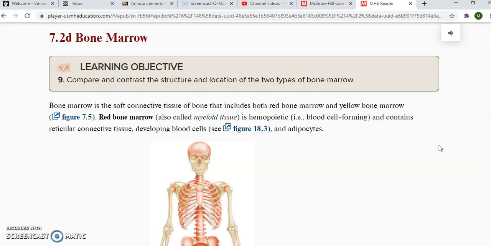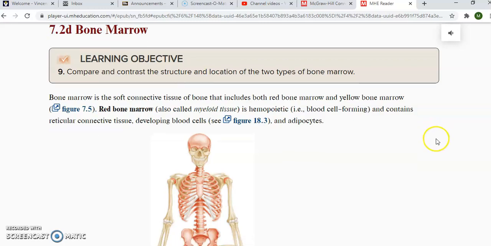And then the yellow bone marrow is given that name because it does look yellow, and the reason that it looks yellow is it's primarily composed of adipose tissue, the fatty cells that are in there. So I think that's down here.